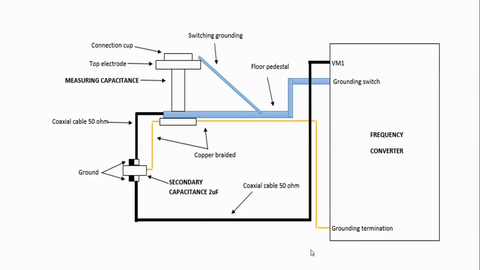For the grounding, we need to attach from the frequency converter, floor pedestal, measuring capacitance, and secondary unit capacitance. One more point, the VM1 at the frequency converter allows a maximum of 7 volt RMS through it, and it is used for AC connection. That's all for me, and this is the end of the lab session.